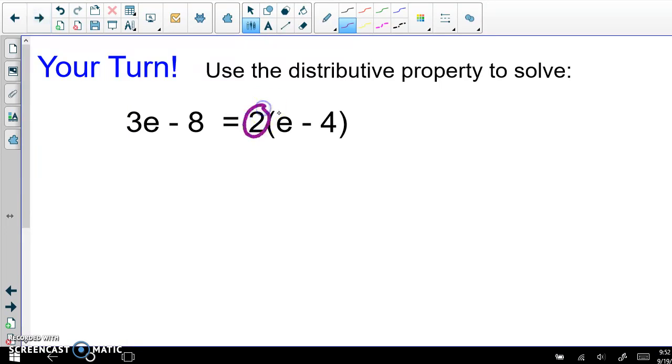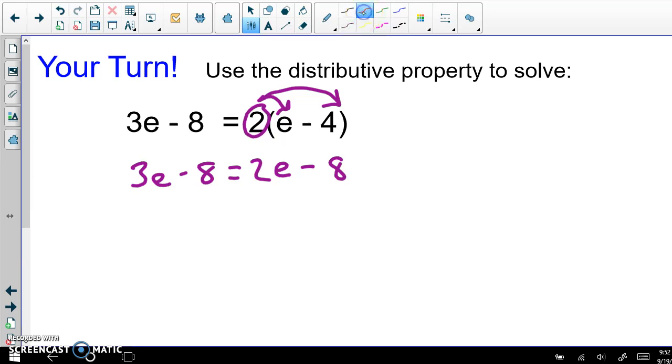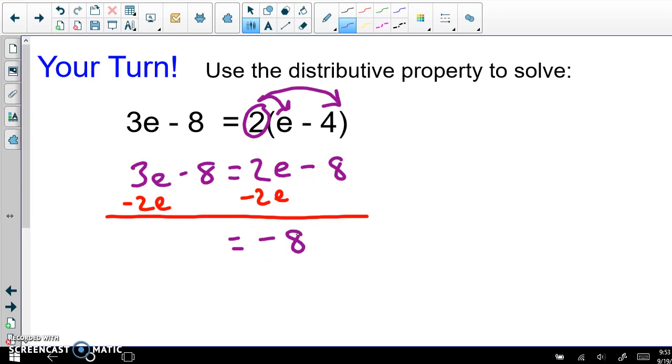So to check your work, we're going to start with 2 times e, and then we're going to do 2 times 4. So 2 times e is 2e minus 2 times 4, which is 8. On the left-hand side of my equation, I don't have anything to simplify, so it stays the same. Now I have an equation with variables on both sides, so I'm going to use inverse operations to get all of my variables together. So I'm going to subtract 2e from both sides, because now that gets rid of my variables on the right side, and all I'm left with is the minus 8.